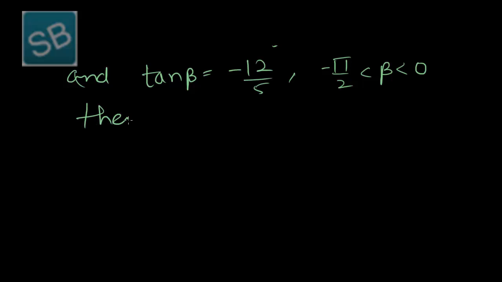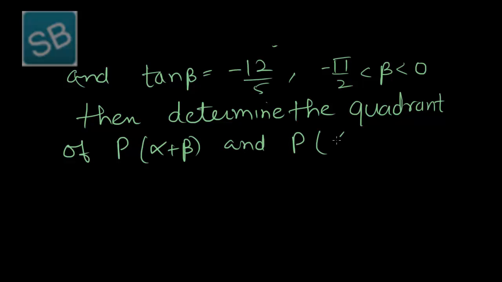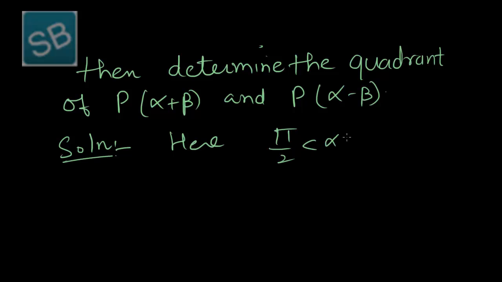Then we have to determine the quadrant of P of alpha plus beta and P of alpha minus beta. So first of all, we will find in which quadrant alpha and beta lie. As we have pi by 2 less than alpha less than pi and beta, that is minus pi by 2 to 0.